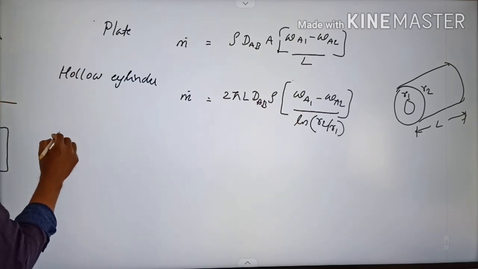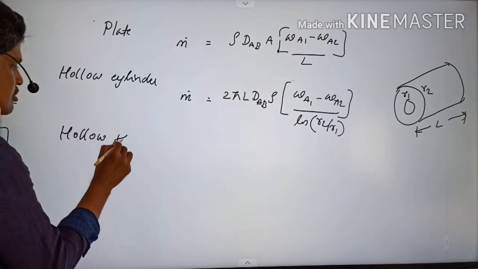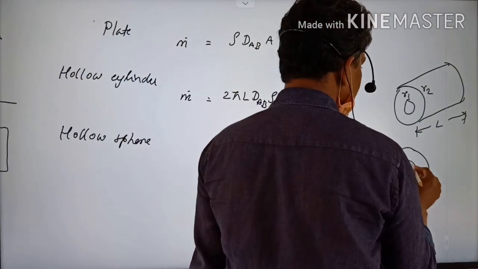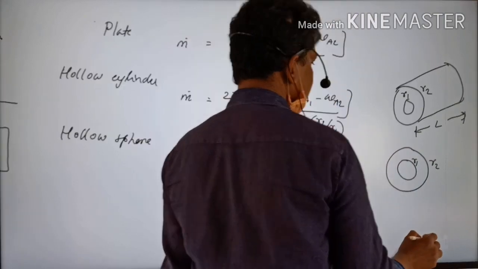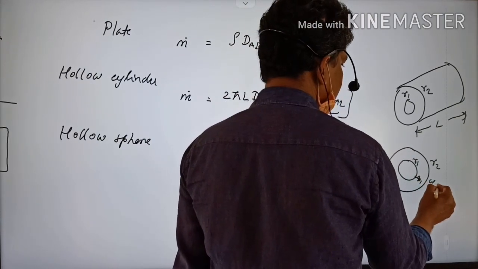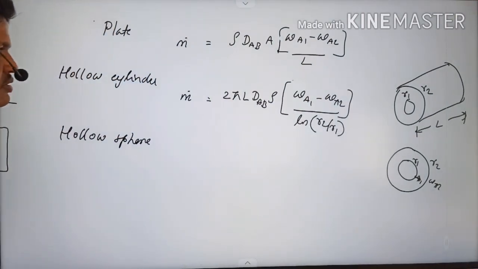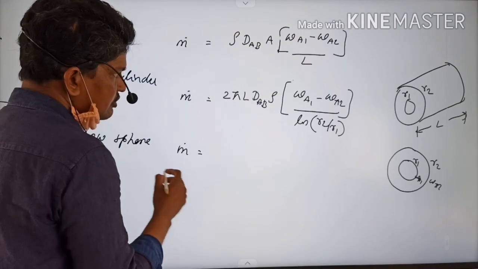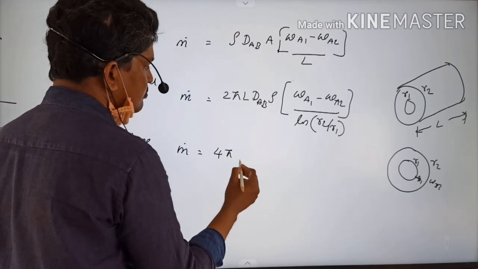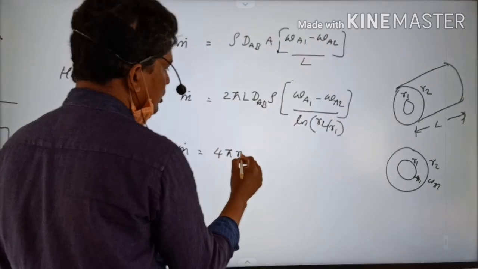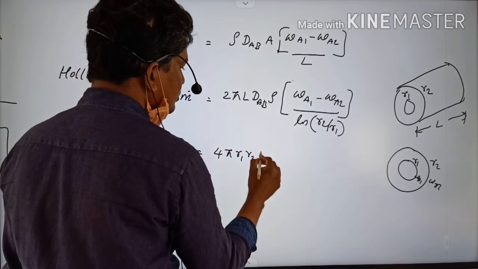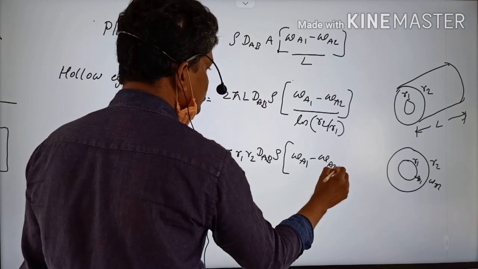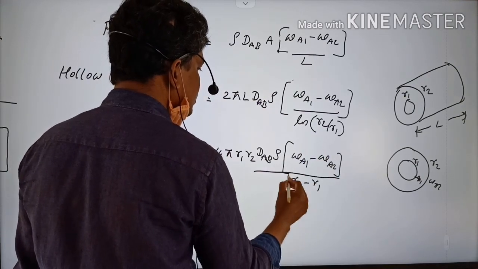Similarly, for a hollow sphere, the inner radius is R1 and the outer radius is R2. Here it is WA1 and here it is WA2, the mass fractions. Then the diffusion rate is equal to 4 pi R1 R2 into dAB into rho into WA1 minus WA2 by R2 minus R1.